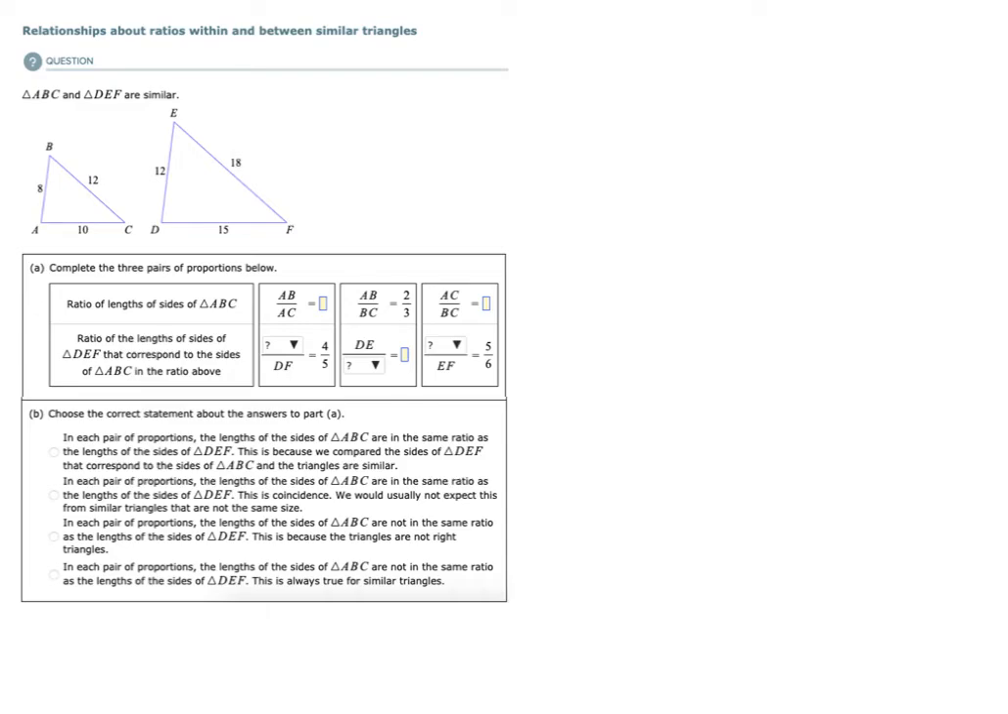In this video, we're going to be looking at relationships about ratios within and between similar triangles. The first thing we want to do is check and see in what order our triangles are similar, what side order. The first triangle they give us is ABC, and the second triangle they give us is DEF. And they tell us that in this specific order these two triangles are similar.